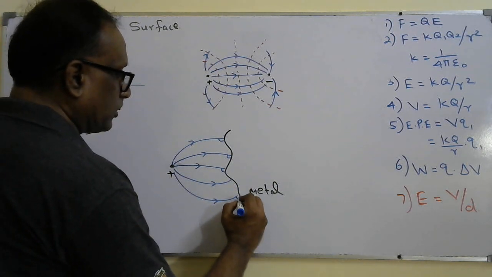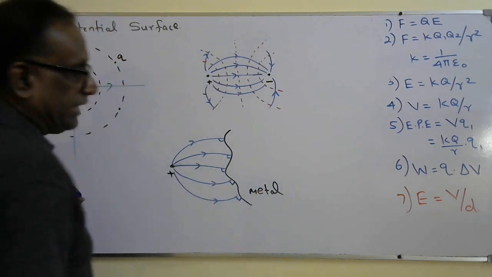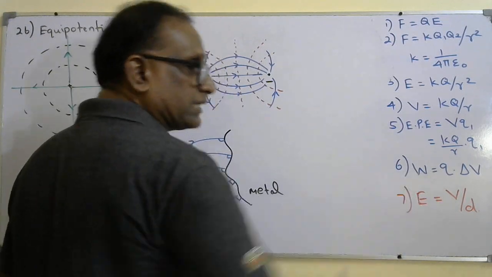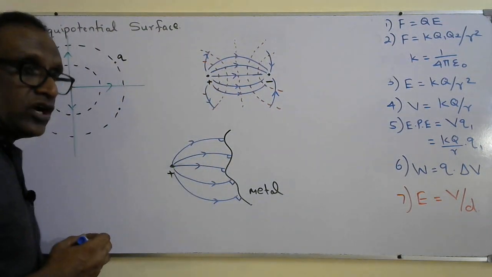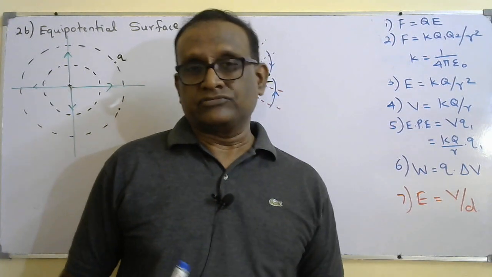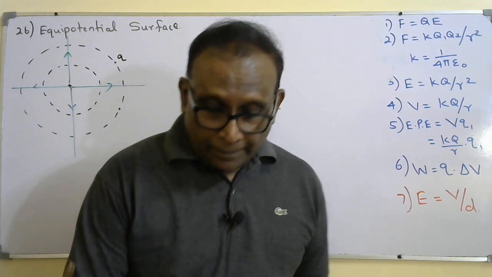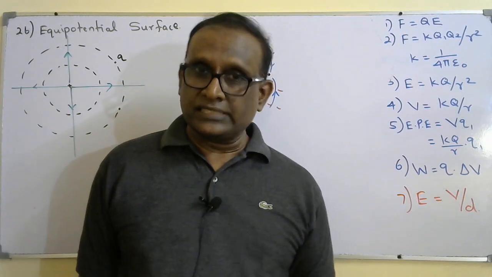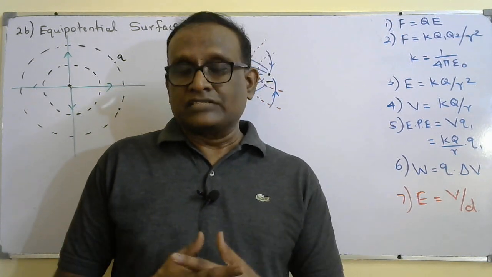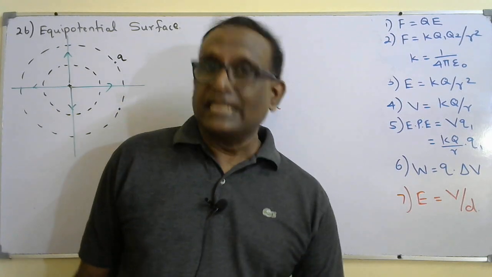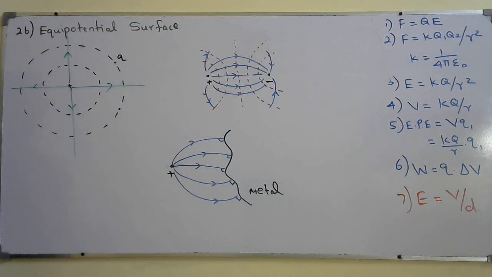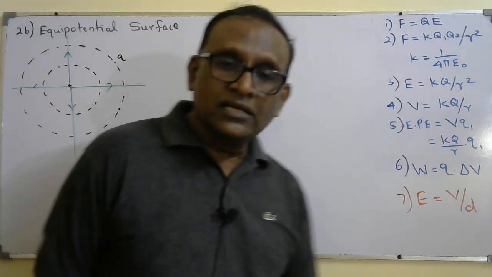The field lines should always be perpendicular to the equipotential surface. The reason: delta V is 0, work done is 0, and work done 0 means there could not be any component of electric field parallel to the equipotential surface. So field lines should be perpendicular to the equipotential surface. By using this idea, you can draw the equipotential surface if you know the shape of the electric field lines. Okay, so that's all related to electric field.